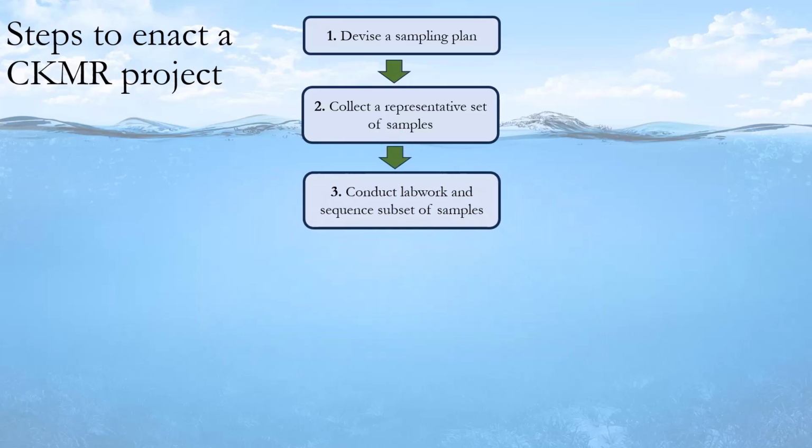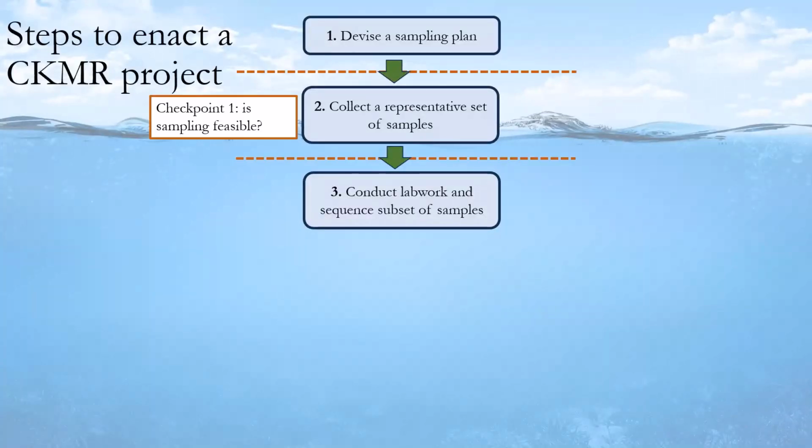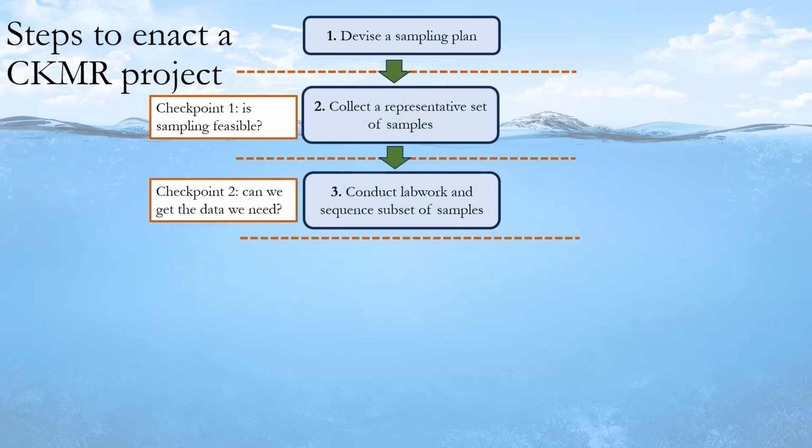And so these first three steps represent a kind of pilot project with two major checkpoints. The first is: is sampling feasible? Like, can we actually perform sampling the way we planned it? And the second is: are we getting the data that we need? Or is there something happening where our DNA is degrading? If the answer to either of these questions is no, then we can circle back and revisit our sampling plan. And at this point, we hopefully haven't poured all of our resources into a CKMR project, but it gives us a chance to revise things.